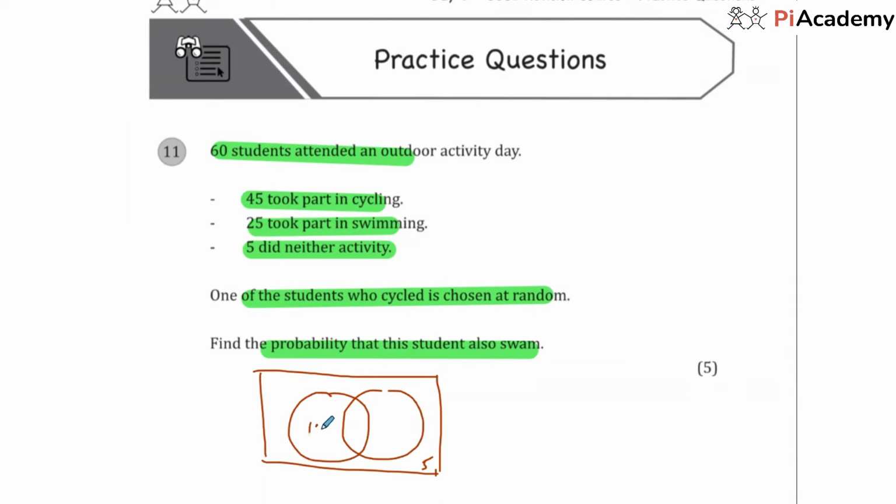So then, 30 would go in the swimming section. As you know, 55 people took part, so you're going to do 55 take away 10 plus 30, which is 15. It says one of the students who cycled is chosen at random, the probability that they also swam. So you're going to look at the middle section because it's asking those who did cycling and swimming. So that would be 15 out of 60, which would be a quarter.